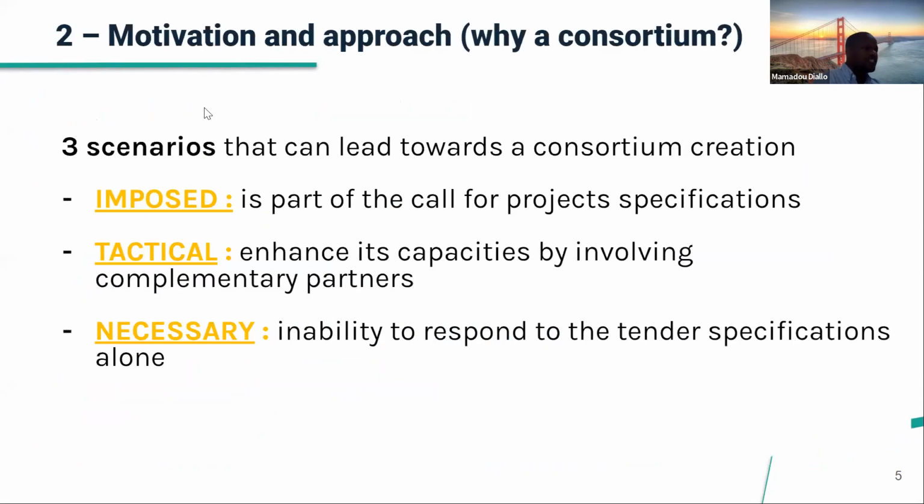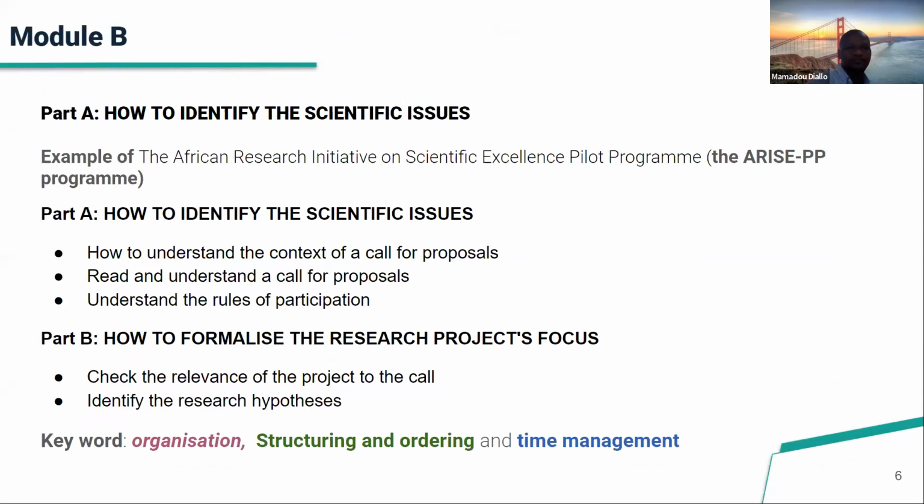Okay, so in this module, we are talking about part A, how to identify the scientific issues, example of the African Research Institute on Scientific Excellence pilot program. You also always hear them talking about ARISE, PP, ARISE program, ARISE project. ARISE is the African Research Initiative on Scientific Excellence pilot program.